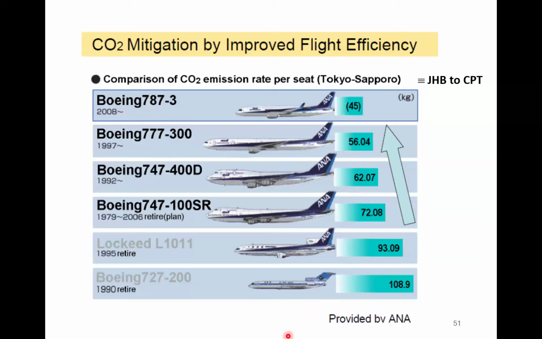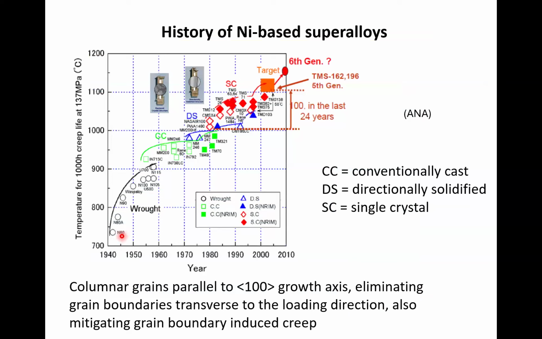Now this is an old slide. I admit that, but I haven't come across a slide that shows it nicely. So basically what they're doing is going through more and more advanced aeroplanes and engines, and this was the kilograms of carbon dioxide, okay? And they weren't sure about that at the time. And that was over a Tokyo to Sapporo journey, which is equivalent to Joburg to Cape Town. And this is for nickel-based superalloys.